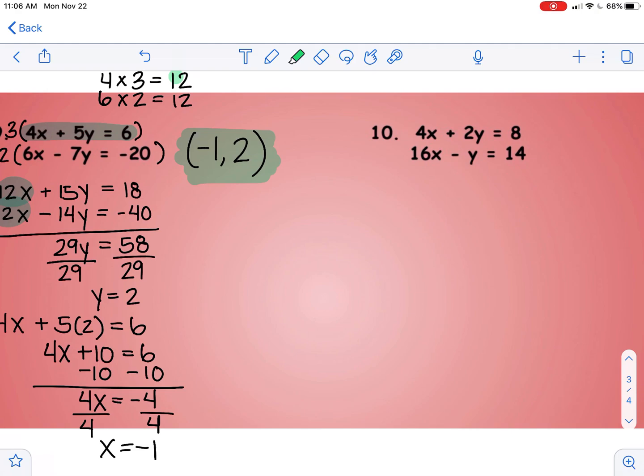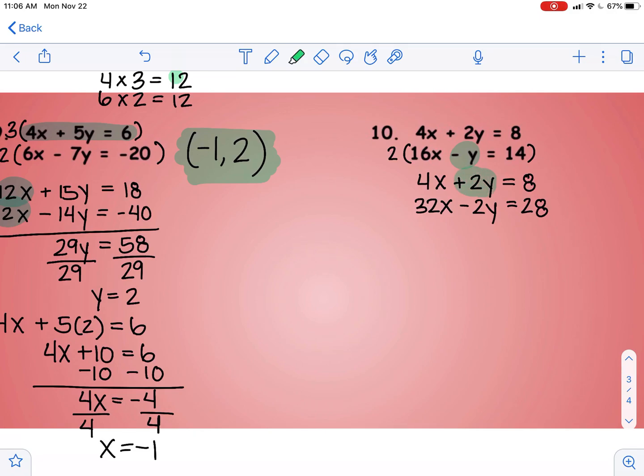All right, and last over here on number 10, I am given a nice little y with a coefficient of 1. So I need it to be a 2y. So I'm going to multiply this entire bottom equation by 2. So that top row is going to stay the same: 4x plus 2y is equal to 8. And then I'm going to get 32x minus 2y is equal to 28.